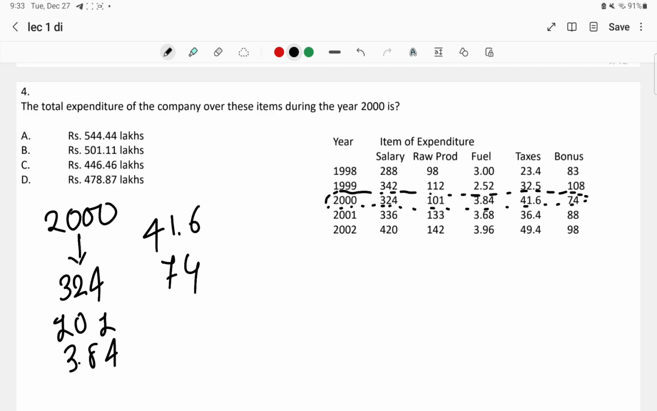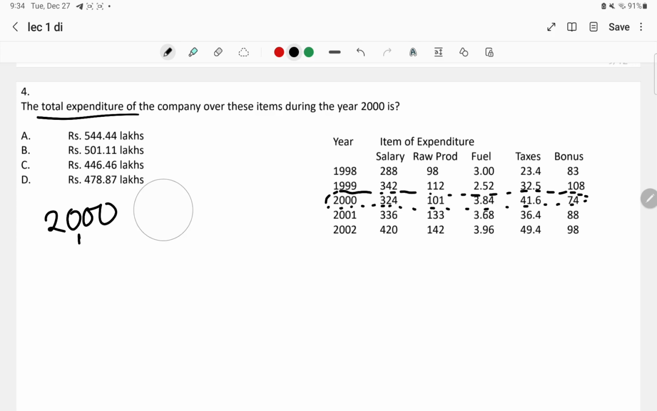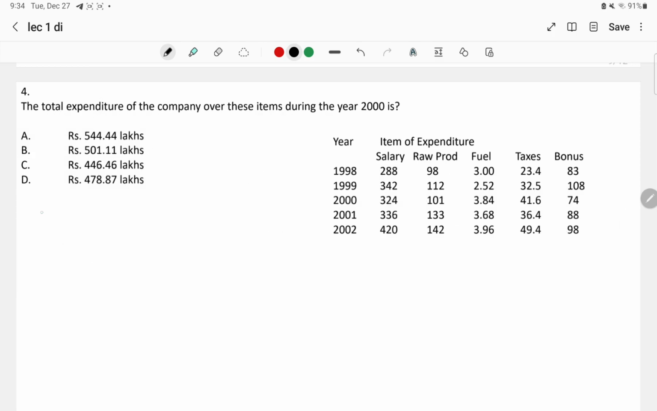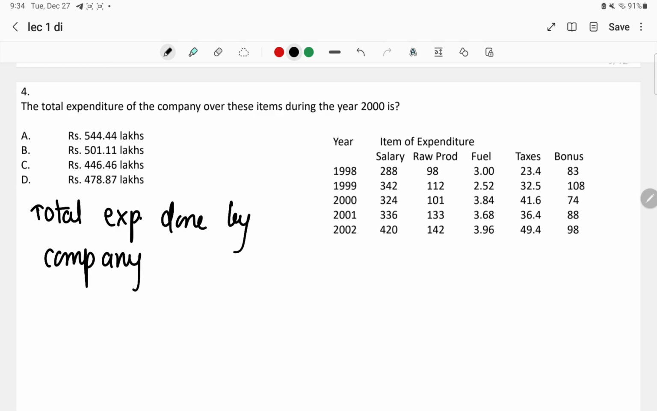So they have asked us to calculate the total expenditure. What we have to do is simply carry out the addition of all the expenditures done by the company in the year 2000, that is 324 plus 101 plus 3.84 plus 41.6 plus 74, and we'll get the answer. Okay, simple question it was. Total expenditure done by company in year 2000.